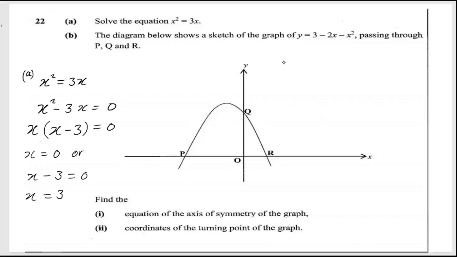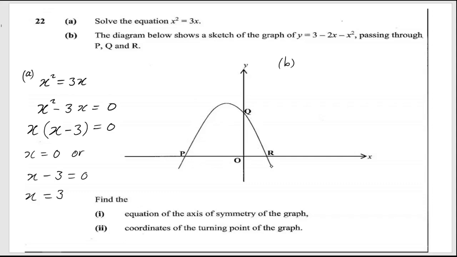Is saying, so let's write B. So B is saying the diagram below shows a sketch of the graph of y is equal to 3 minus 2x minus x squared passing through P, Q, and R. So as we can see, this is P, Q, and R.